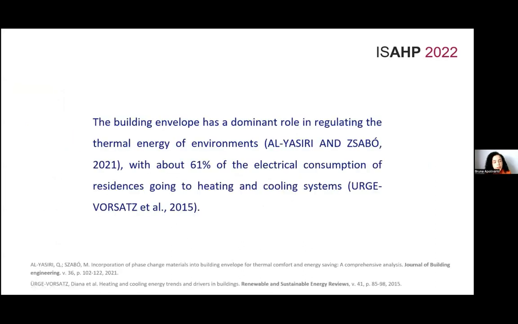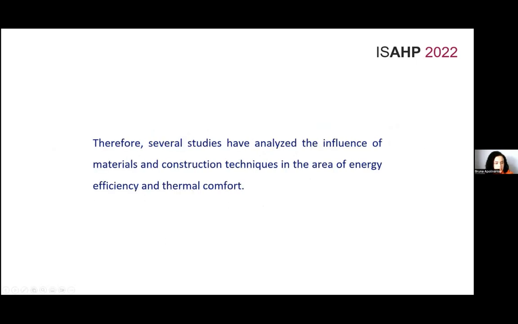So, the building envelope has a dominant role in regulating the thermal energy of the environment, with about 61% of the electrical consumption of residences going to heating and cooling systems. Because of this, studies are conducted to increase buildings' thermal performance and energy efficiency. For this study, the materials properties and construction techniques are analyzed and chosen according to the local climate.